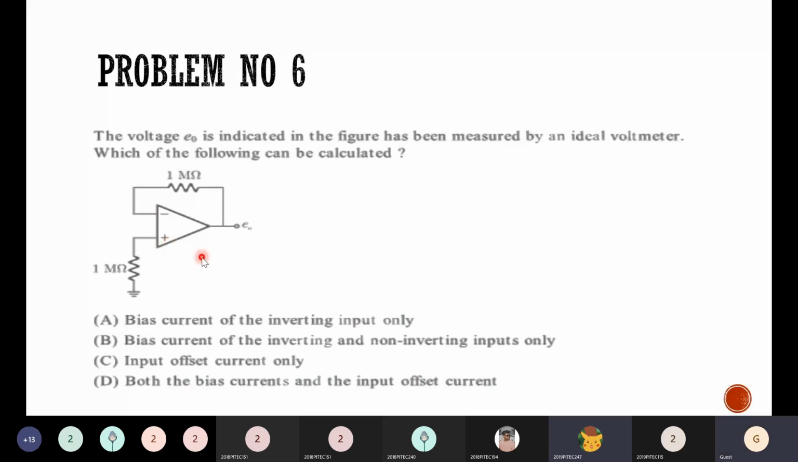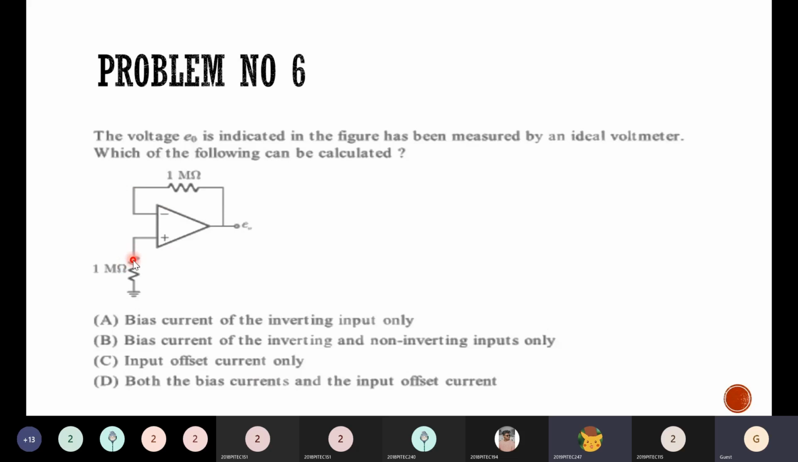Okay, so whether you will be able to calculate the bias current at the inverting, the bias current at the non-inverting, or both the bias currents, or the input offset current. Input offset current means the difference between the bias currents. As we said, IB minus and IB plus are the bias currents. The difference between them is IB minus minus IB plus, or IB plus minus IB minus.